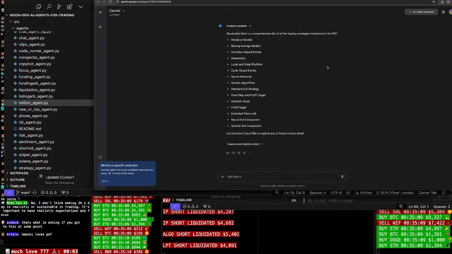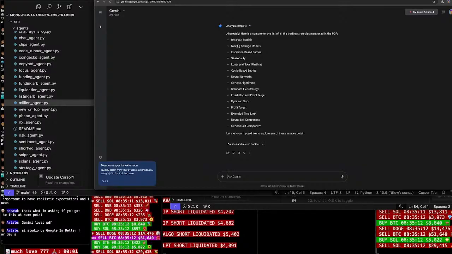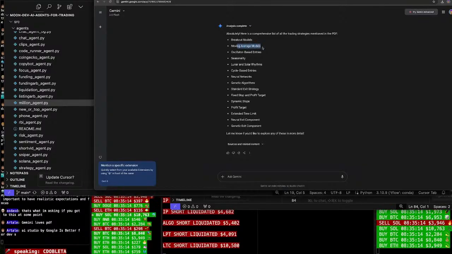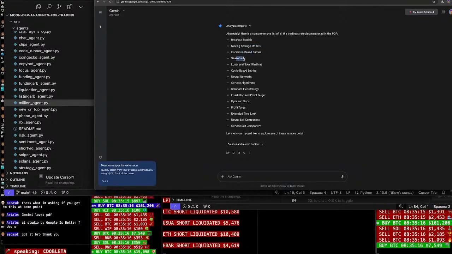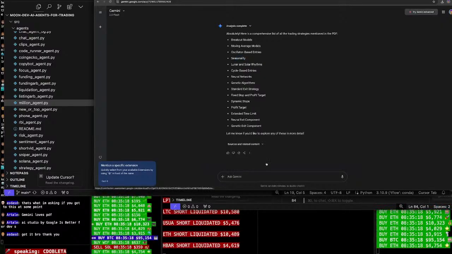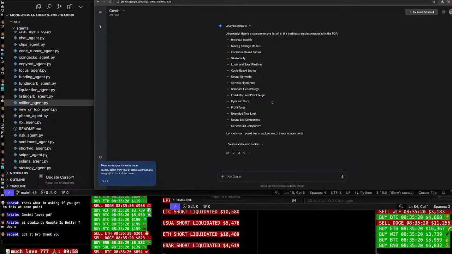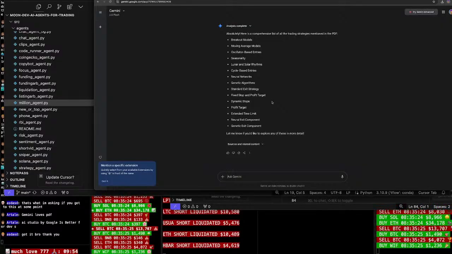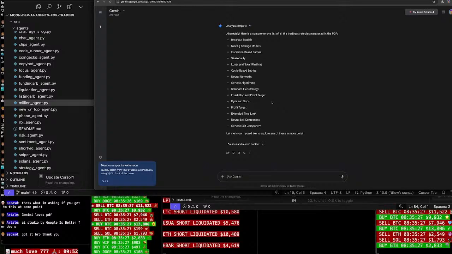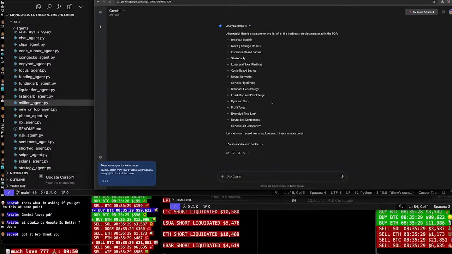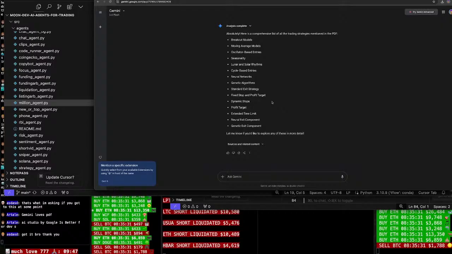That's it, dude. Breakout models. Oh, because it's models. Moving averages models. I see. Yes, but you know, there's breakout models. I want you to explain every single one of the breakout models and all of the moving averages models, all the oscillator based entries, all the seasonalities, every single one of them that's mentioned in the paper.